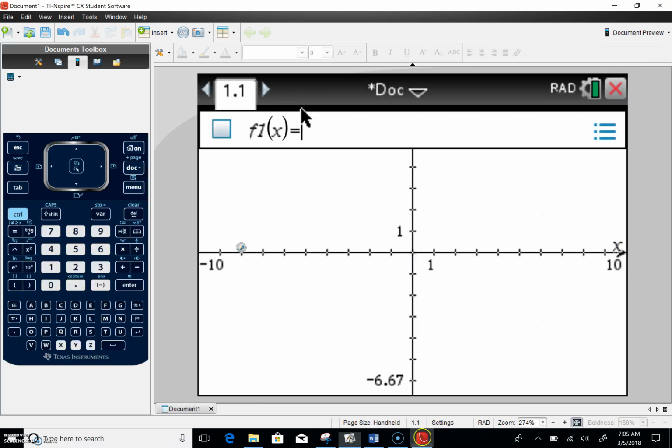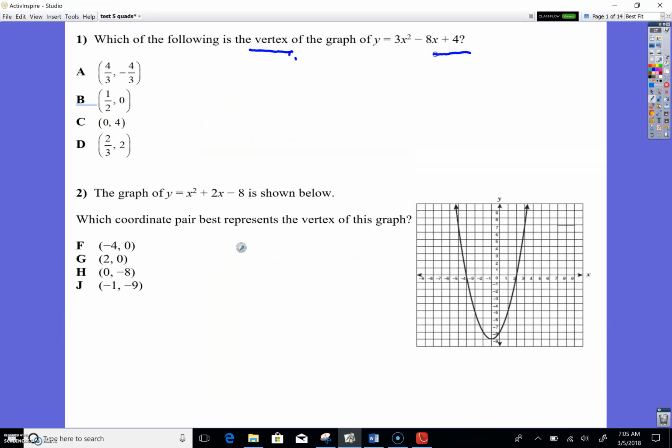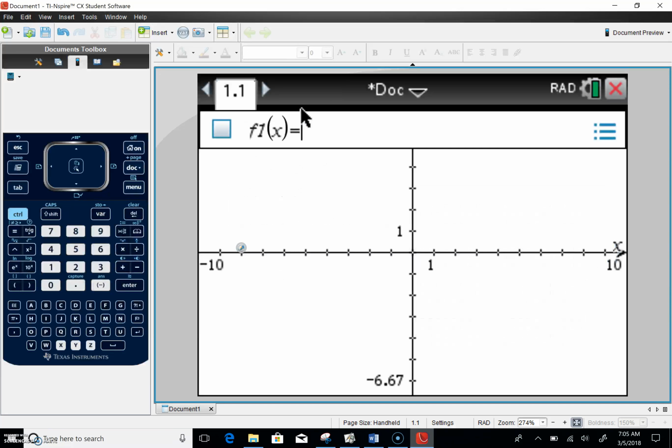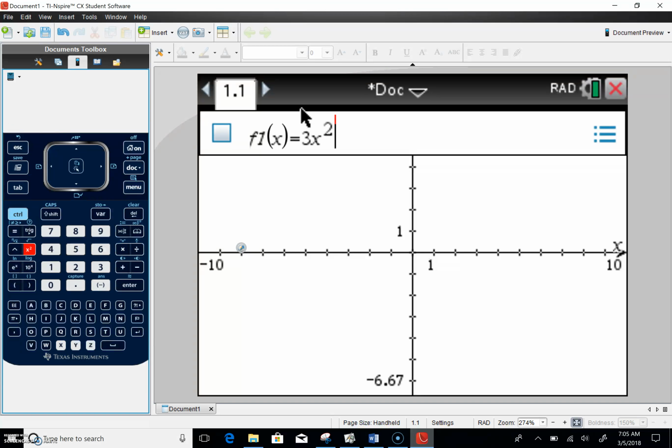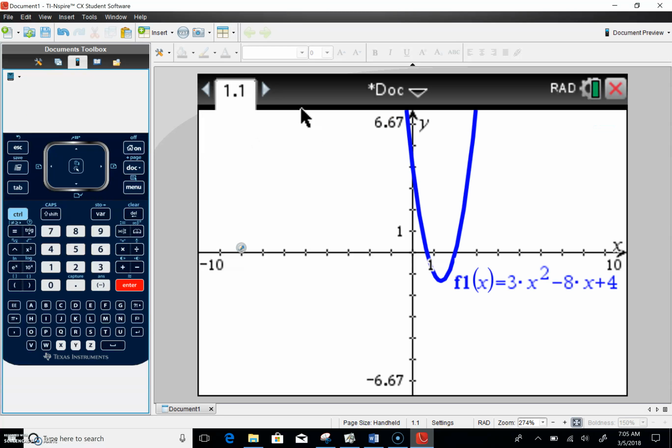Okay, so the first thing I want to do is type this equation into the calculator: 3x squared minus 8x plus 4. Okay, see, the vertex is right there.